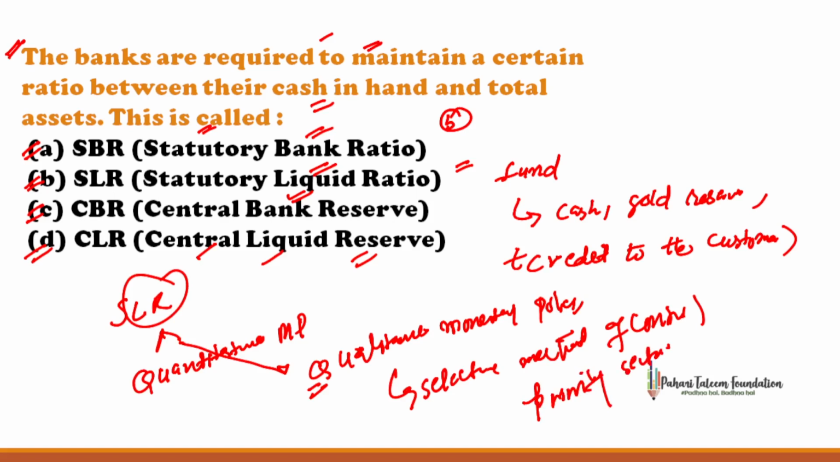Another version is the quantitative monetary policy. The quantitative monetary policy controls the total quantity of credit, and the instrument is applied on each and every institution equally. So SLR is a part of the quantitative monetary policy.